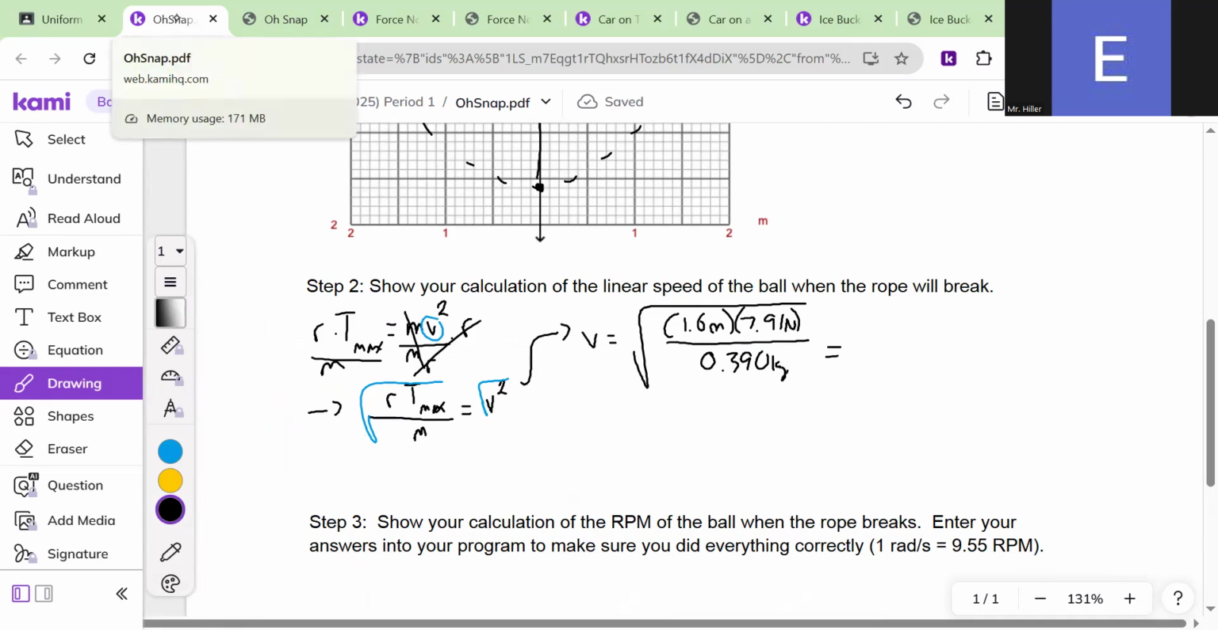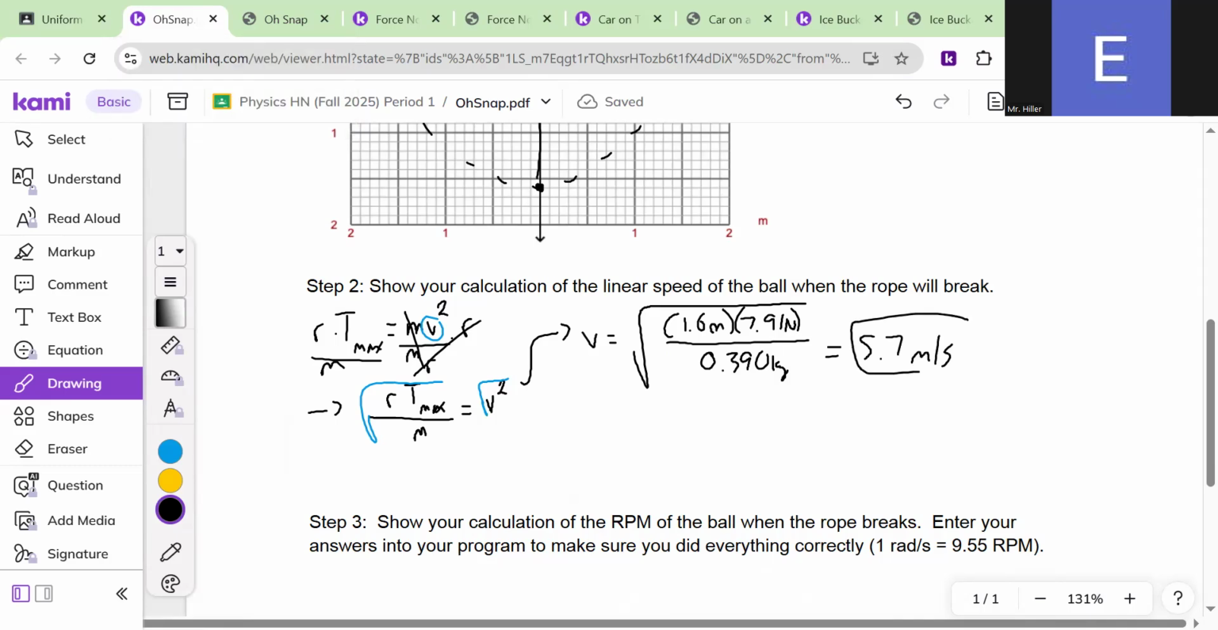Okay, take a moment to figure out yours. I'll go ahead and figure out mine. Okay, I'm getting a speed of about 5.7 meters per second.